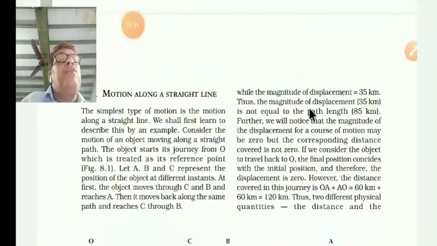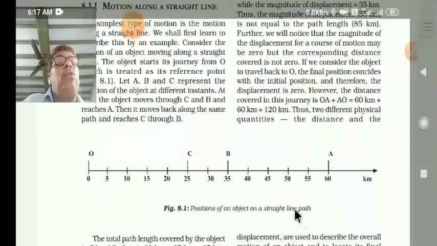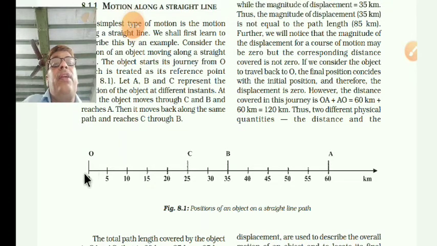So, further, we will discuss that the magnitude of the displacement in the course of the motion may sometimes be 0 also. The distance covered is not 0, but the displacement may be 0. If we consider the object to travel back to O, the final position with the initial position. For example, we have reached from O to A, then A back here again, then the displacement is 0, since you end where you started.